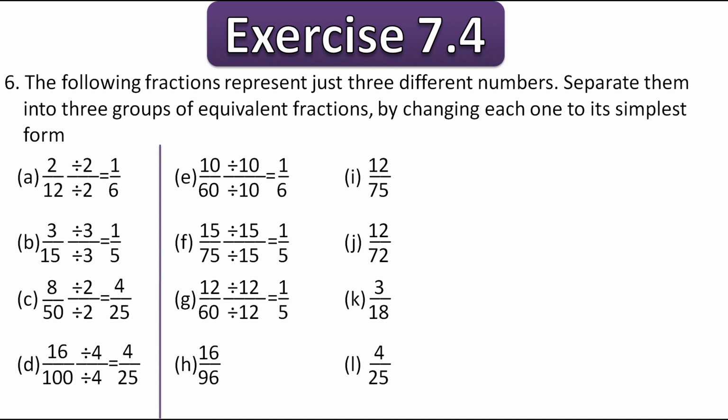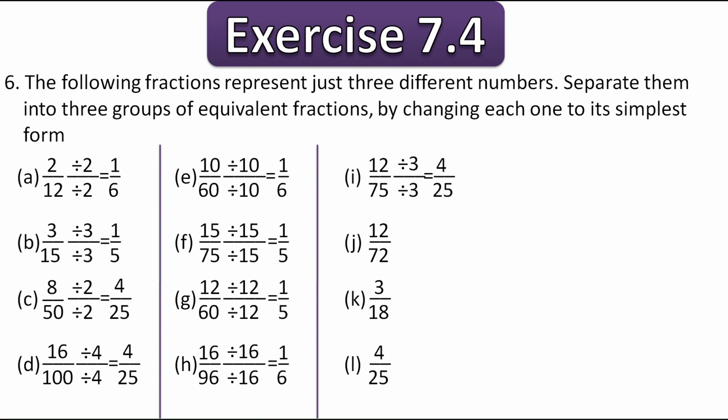Now here we can divide it by 16 because 16 and 96 are there in the table of 16. So 16 ones are 16 and 16 6s are 96. Now here we will divide it by 3 because both the numbers are there in the table of 3. 3 4s are 12 and 3 25s are 75. Here I am going to divide it by 12. 12 ones are 12 and 12 6s are 72.